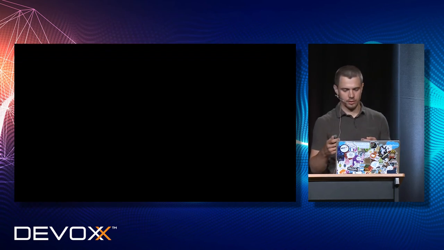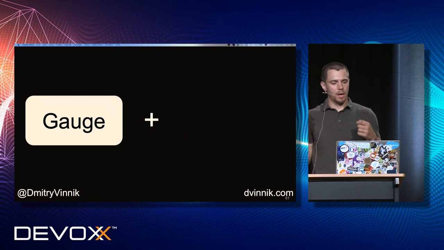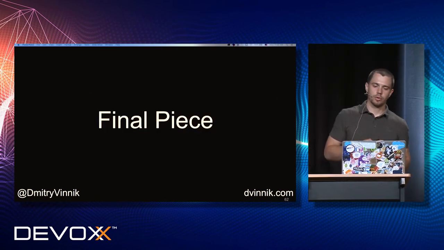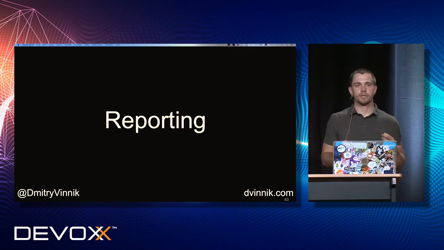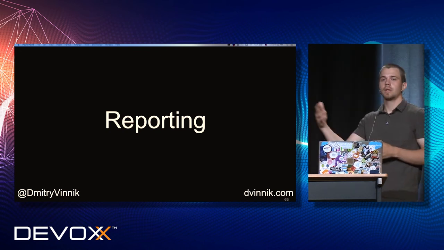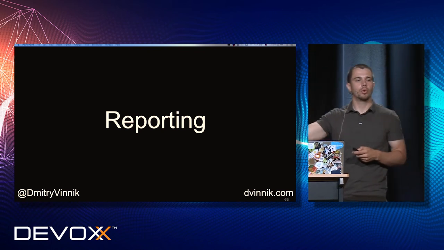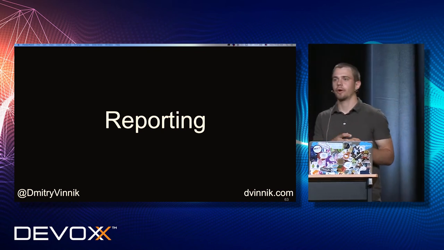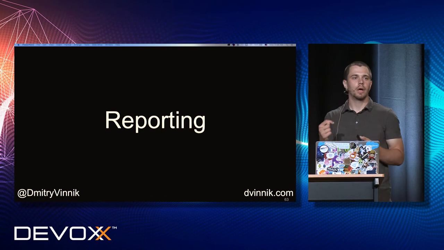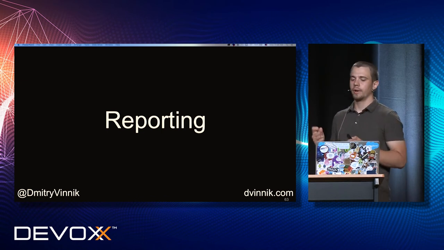All righty. So with Gauge and Taiko overall, the final piece that I wanted to focus on, and I already kind of showed, is again the reporting. Ultimately the cool thing about some of the plugins I've shown you before is that you can generate it not just as HTML, but convert it to JSON or XML, and feed it into your existing infrastructure, potentially create tickets for the failures, attach the screenshots that Gauge will take for you, and basically get rolling really quickly.